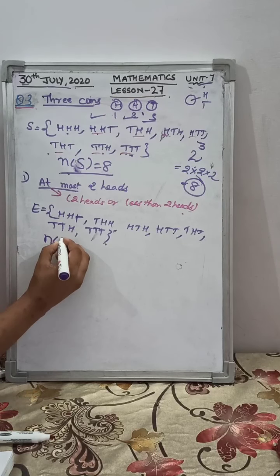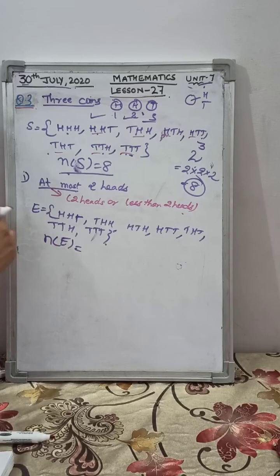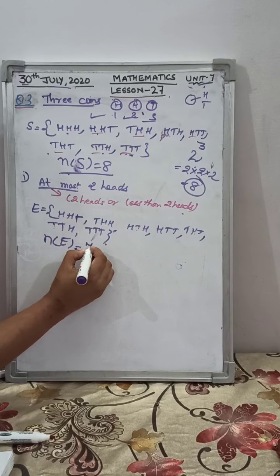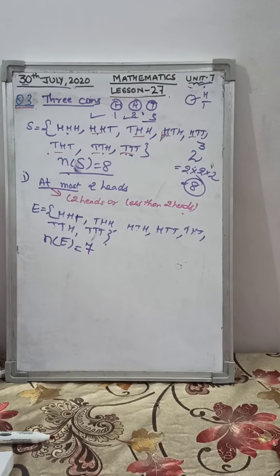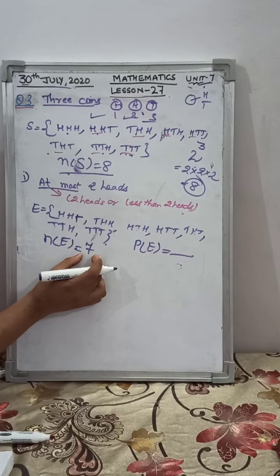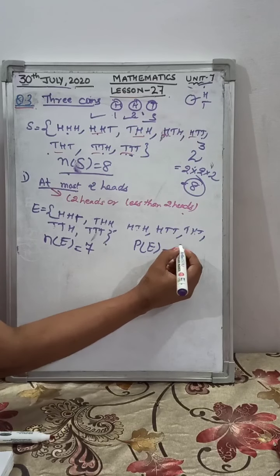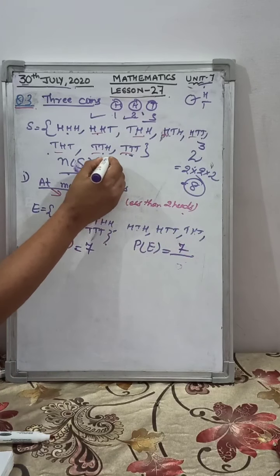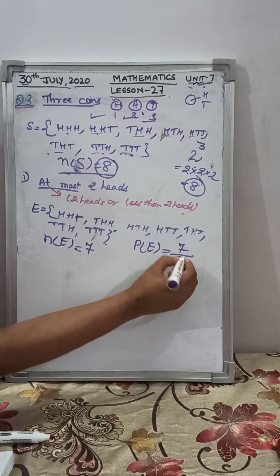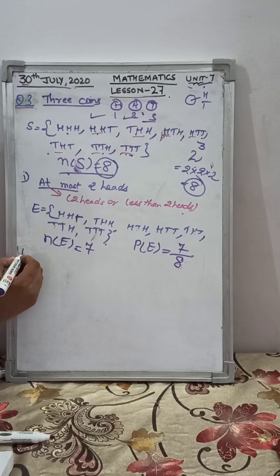That means the number of elements in the event, or favorable conditions, will be 1, 2, 3, 4, 5, 6, 7. 7 elements are there. So the probability will be favorable elements, 7, over the total outcomes, or total elements in the sample space, which is 8. So this is your first part.